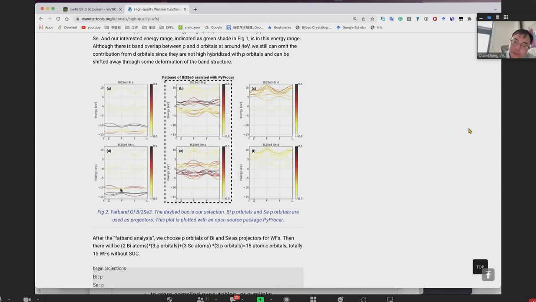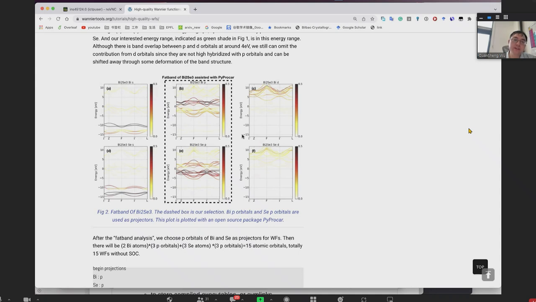Okay, I see your point. So yes, for Dirac semimetals or for semimetals, usually because it's a metal, the orbitals are not that localized, right? So usually we need more Wannier functions to get more localized orbitals. Sometimes you need to get more orbitals.